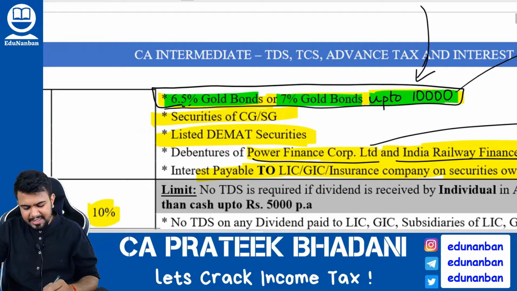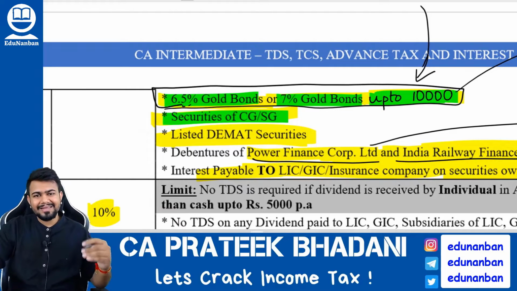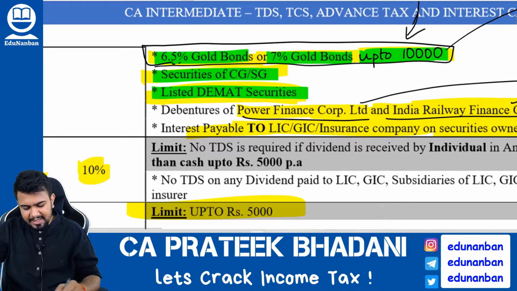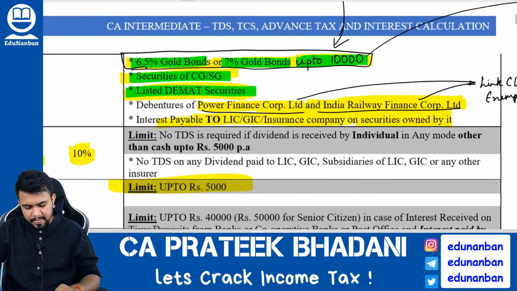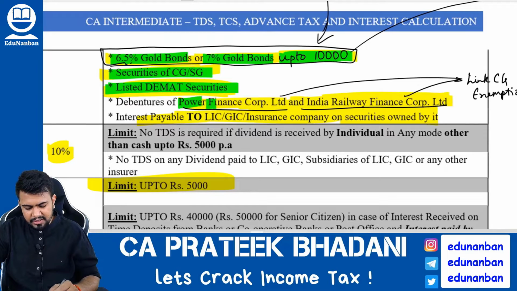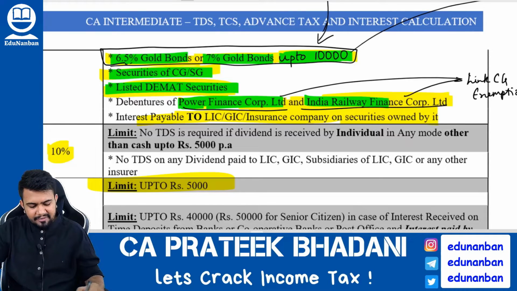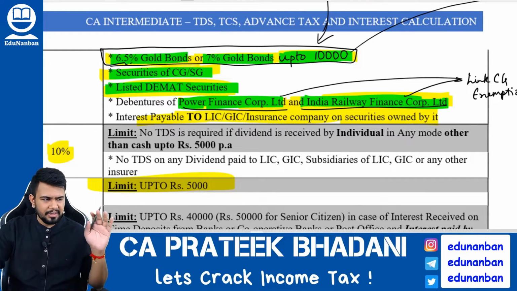Okay. Then if there is any security of central government or state government other than what we discussed above, no need to deduct the TDS. Then for listed demat securities, no need to deduct the TDS. If there is a debenture of Power Finance Corporation Limited and Indian Railway Finance Corporation Limited, no need to deduct the TDS.